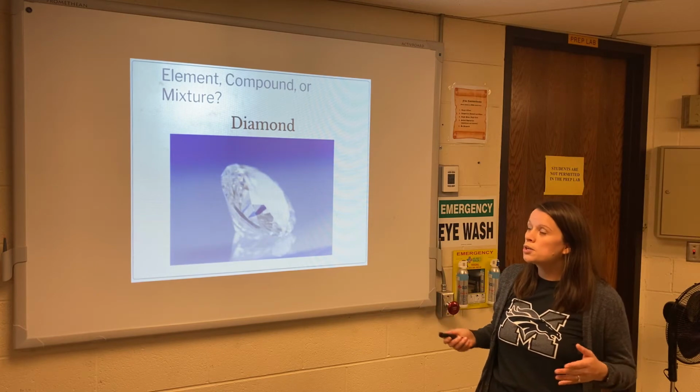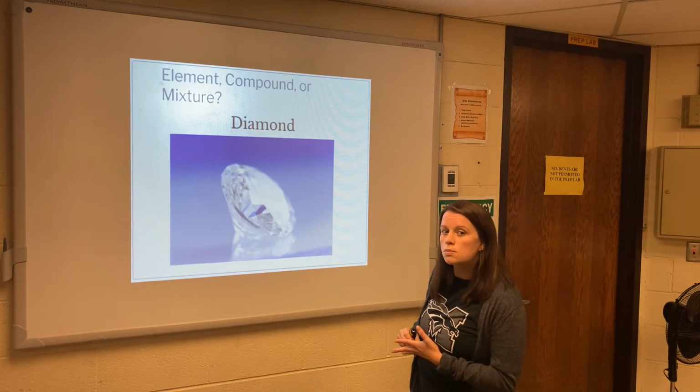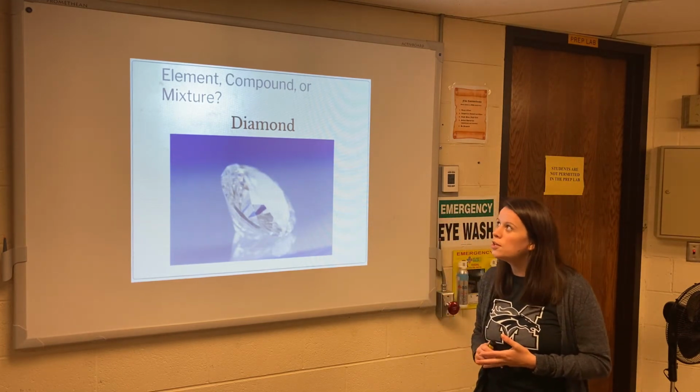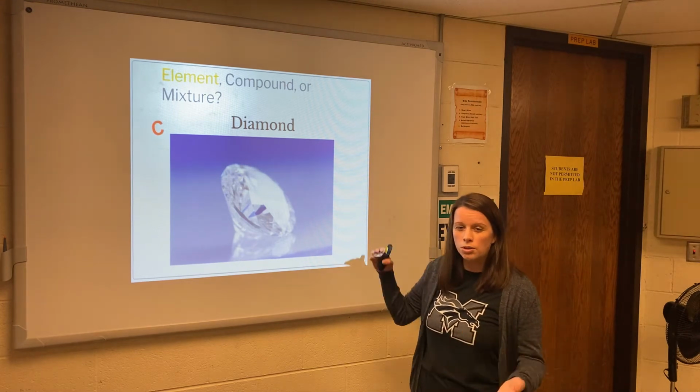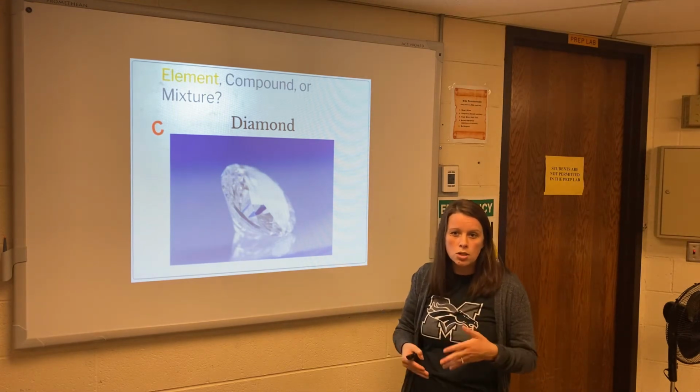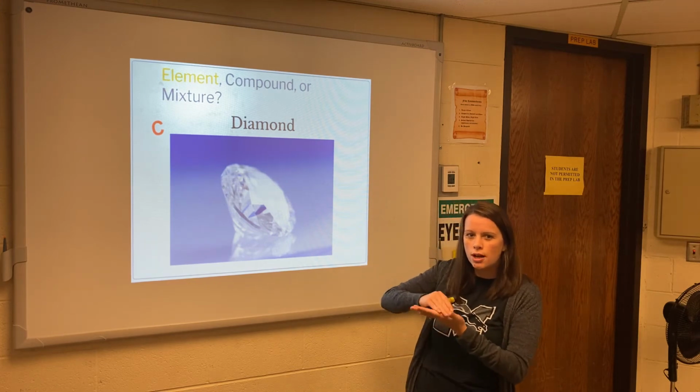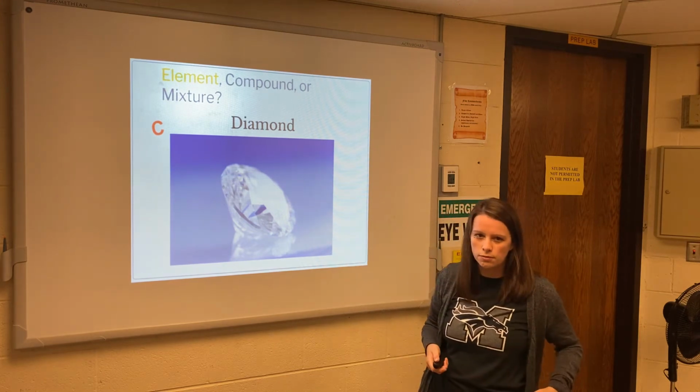Element, compound, or mixture, diamond. Diamond is a girl's best friend. We should know this one. It is an element. It's actually made of carbon. Really old dinosaurs, how we like to learn about dinosaurs. After a while, they got crushed down. We got oil, and then diamonds eventually get formed from that too.